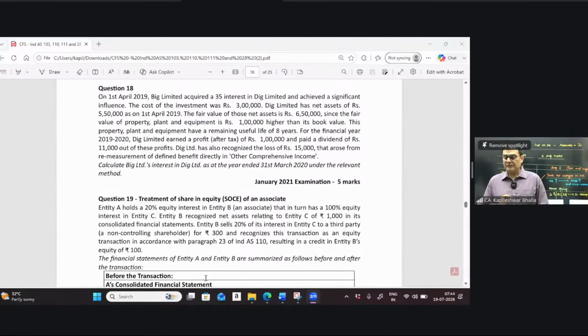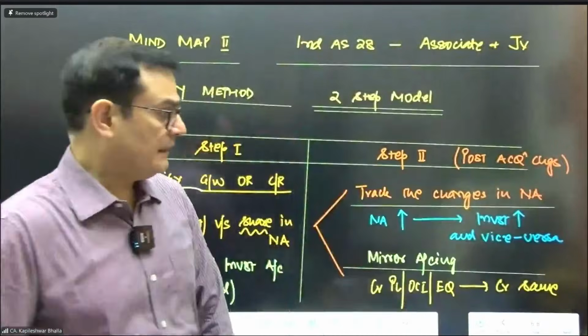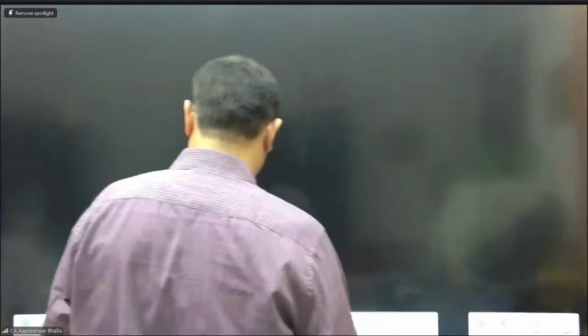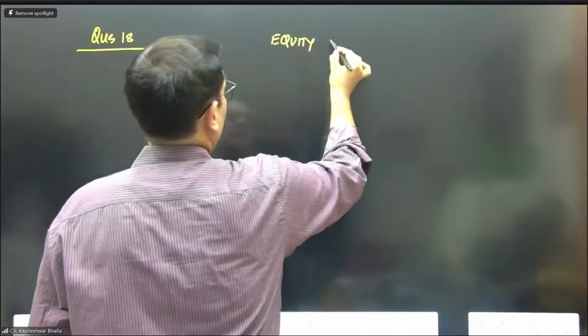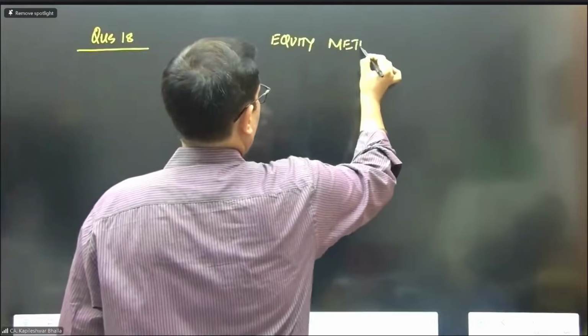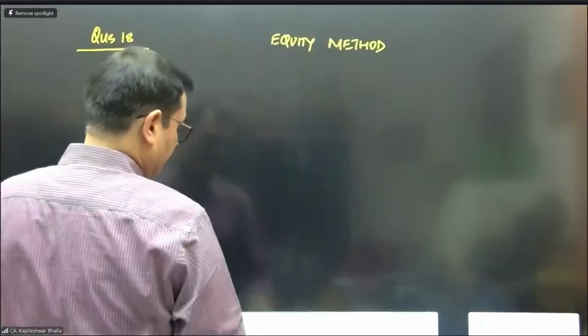Calculate the BIG interest in DIG at the end of the year, March 2020, under the relevant method. So I think what we need to do is apply a two-step model in this particular case. So let's begin. Question number 18, examination question. I think it is good that we start with the two steps in this case. So we begin with the equity method, the two-step criteria, to get the inputs.